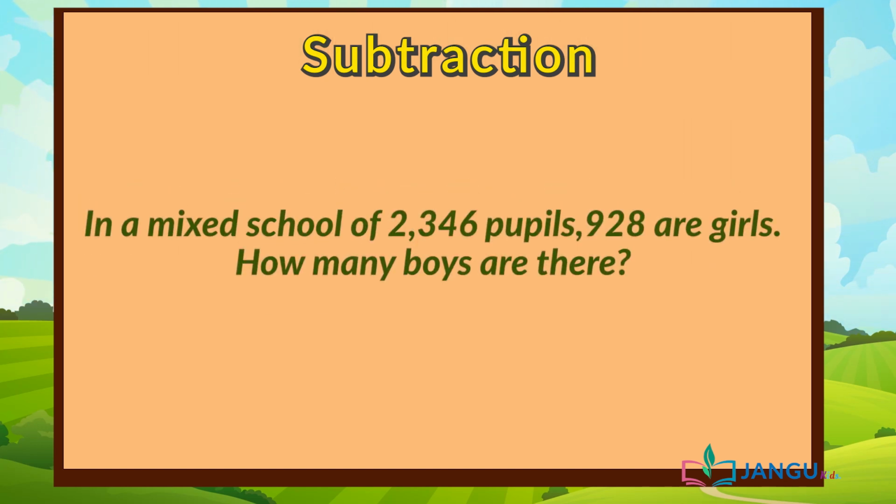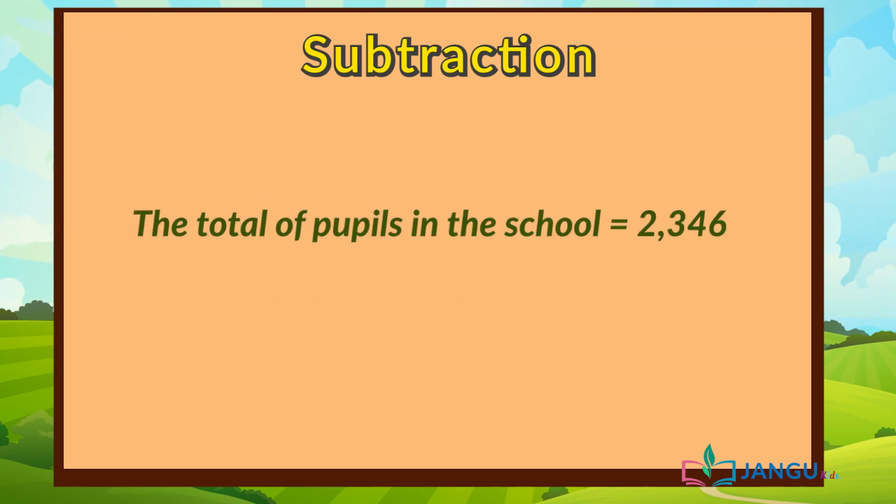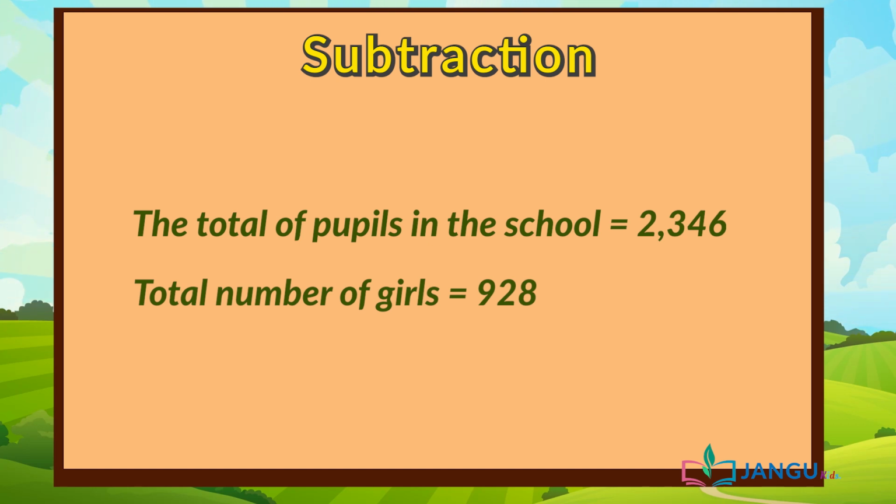Addition and subtraction are useful in our daily activities. For instance, in a mixed school of 2,346 pupils, 928 are girls. So how many boys are there? So first of all, we look at the total number of pupils in the school, which stands at 2,346. Then we take the number of girls, which is 928. So let's represent the number of boys, which is unknown, with X. It means to get the number of boys in that school, we will have to subtract the number of girls from the total number of pupils.